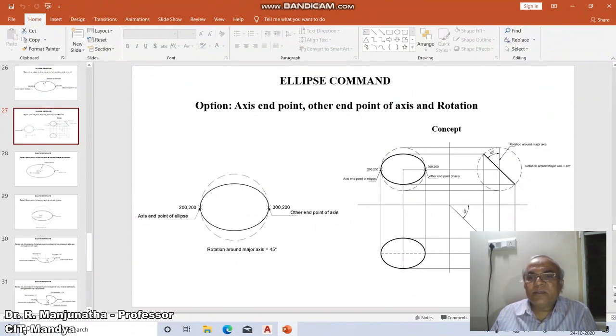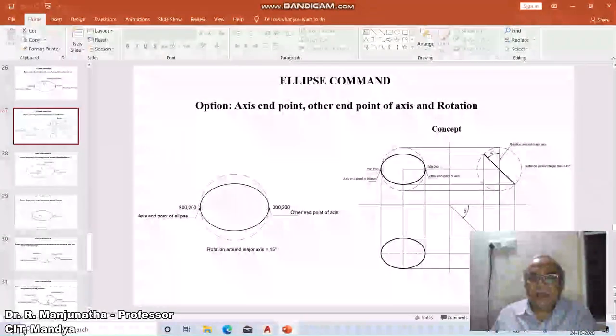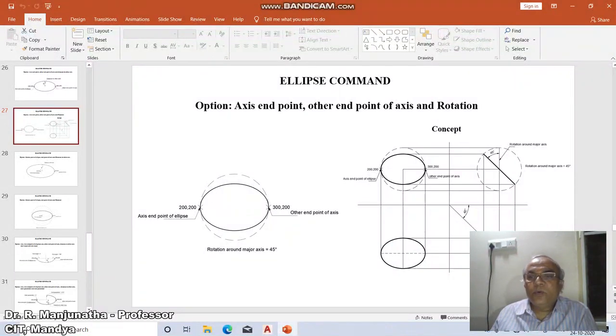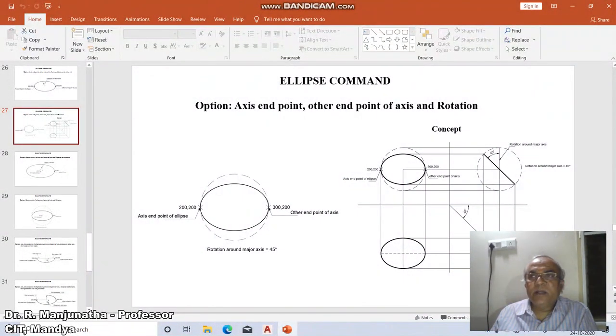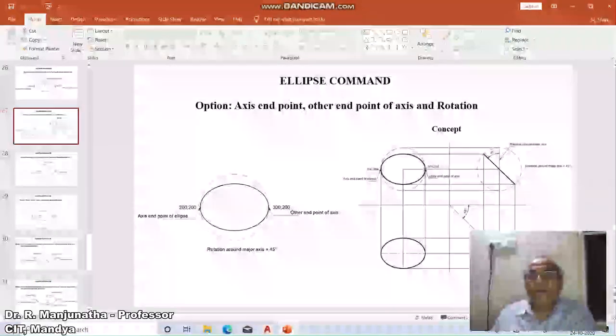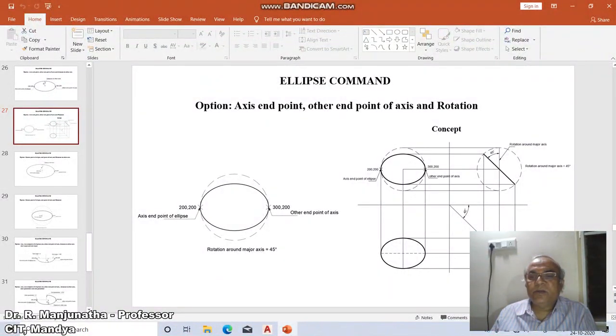And we have already fixed the horizontal direction because it is 200, 200, and this is 300, 200. So this is the horizontal line, and this vertical line is fixed only by rotating the circle by an angle of 45 degrees. So once you give this value of 200, 200 and 300, 200, it assumes that it has a circle. So that is the reason why we have shown this as a circle in dotted lines here, and here also it is in dotted line.